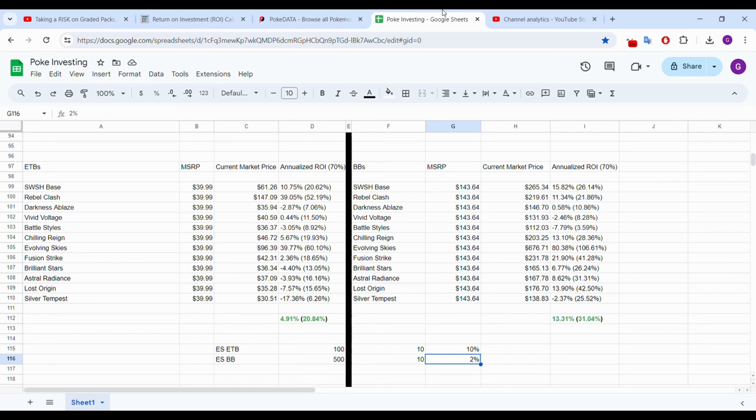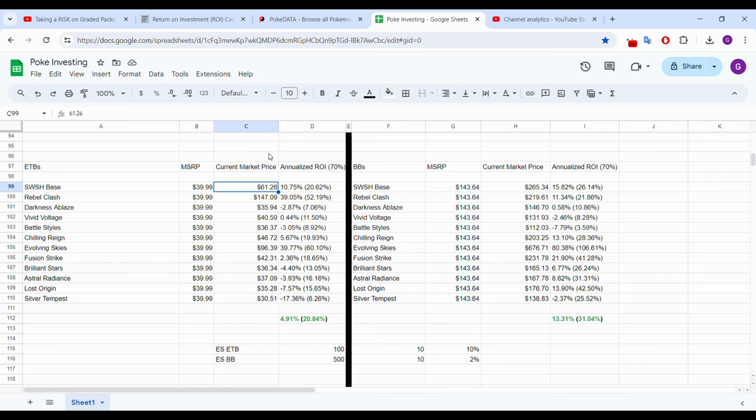And what I did is I took current or MSRP $39.99, and for booster boxes $143.64. Again, USD prices. Took the current market price from TCG Player today. If there was two booster or two elite trainer boxes, so like Chilling Reign or Evolving Skies, I added up the prices of both, and I divided by two. So I basically just took the average.